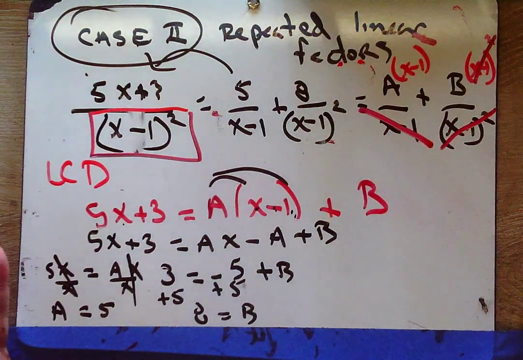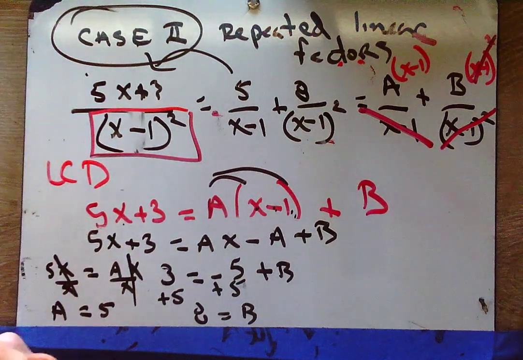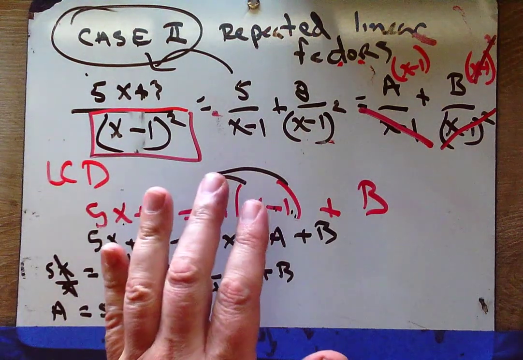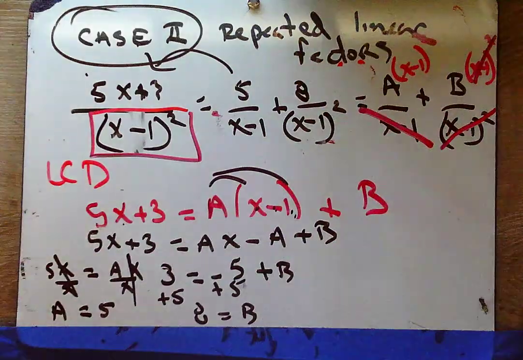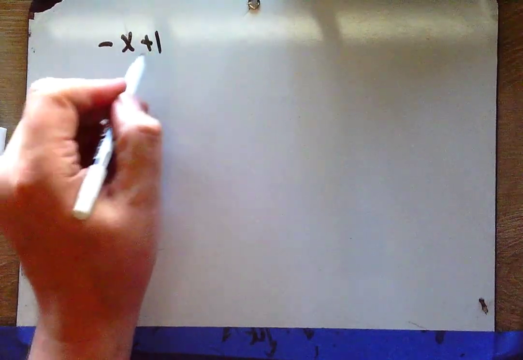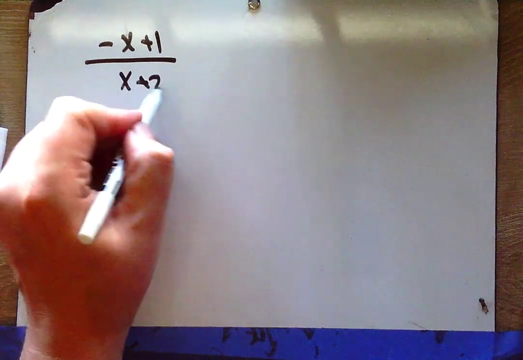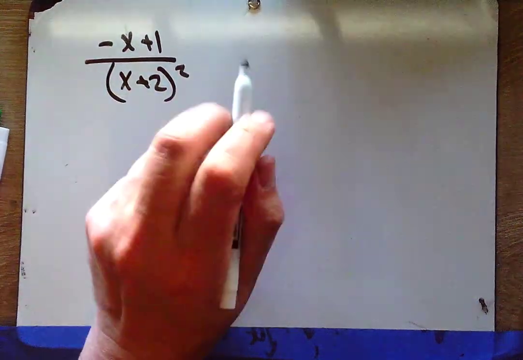So the choice is yours in case 2, whether you're going to do magic numbers or whether you're going to work on systems. Okay? All right. So let's see what you can do with this case 2 problem. I've got negative x plus 1 over x plus 2 squared.